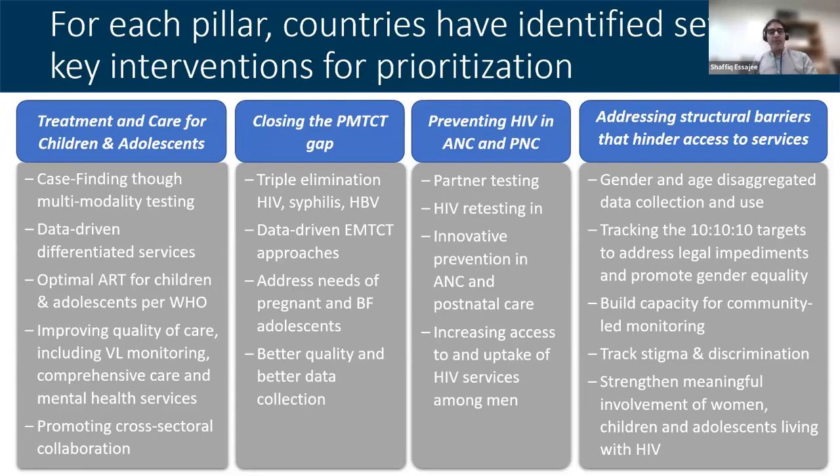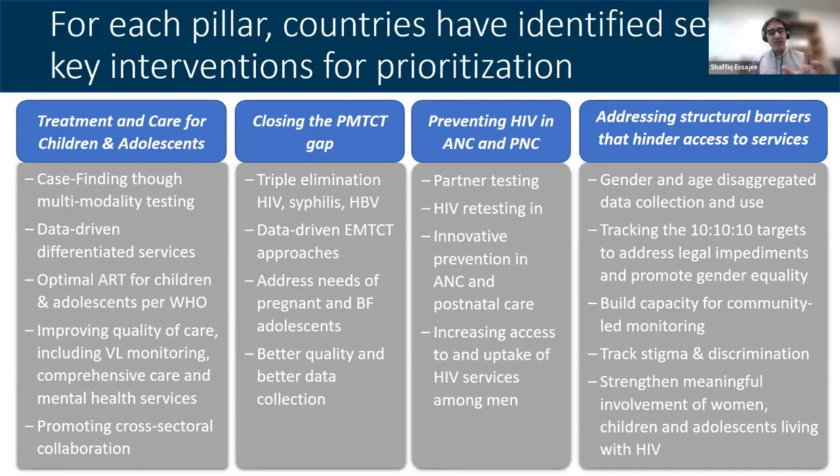Now, here in this webinar, we're obviously focusing on the treatment and care piece, Pillar 1, which looks at optimizing antiretroviral treatment and the quality of care for children and adolescents. But the pillars track across the prevention of HIV among children, preventing HIV in women at risk, and addressing some of the structural challenges that have long hampered us in the uptake and access to services.